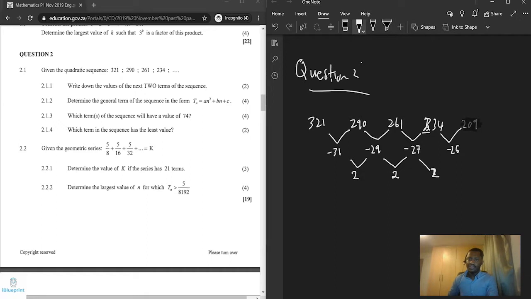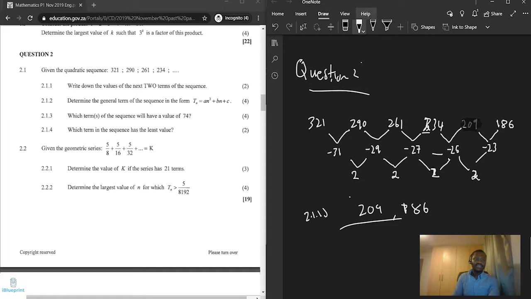Then the next one, same thing. Second difference is 2. So you add the 2, negative 25 plus 2 is going to be what? Negative 23. Meaning 209 plus this difference, because here this was reducing, so this is what the difference is. So this is going to give you 186. Okay, so now for 2.1, the answer is 209, followed by 186.